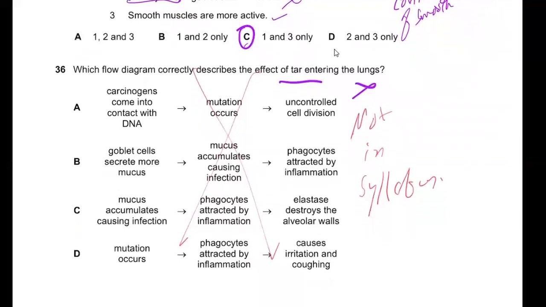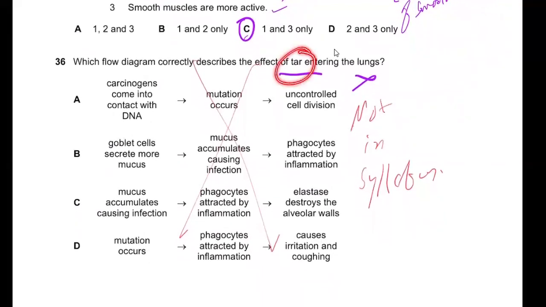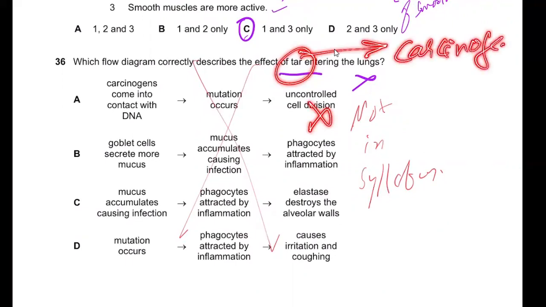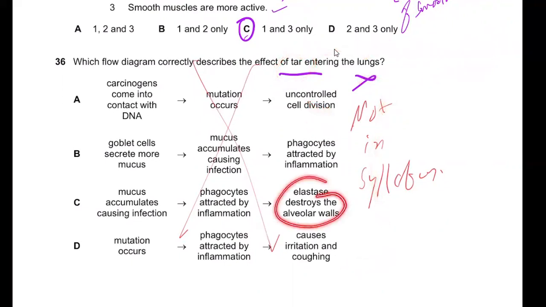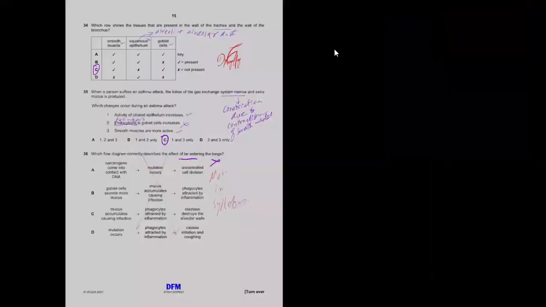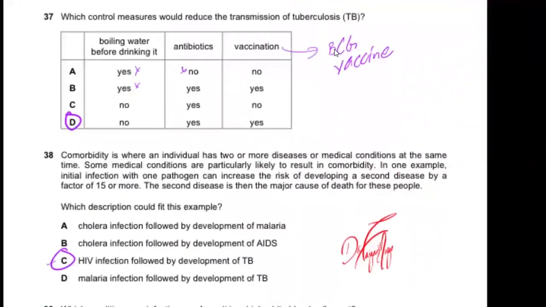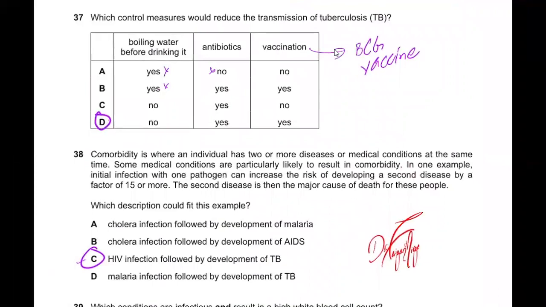The next is about entering of tar. The term tar is not in the syllabus. Even if the question comes now, they will make sure to tell you that tar is a carcinogen, and then they will frame the question. But again, all this information regarding how the elastase is being damaged is not in your syllabus anymore, because we don't study smoking related diseases in the current syllabus.